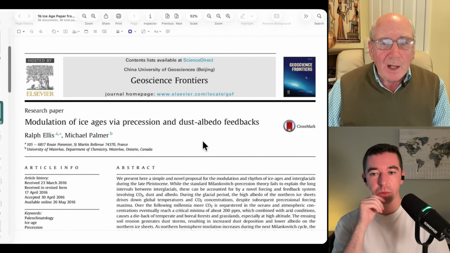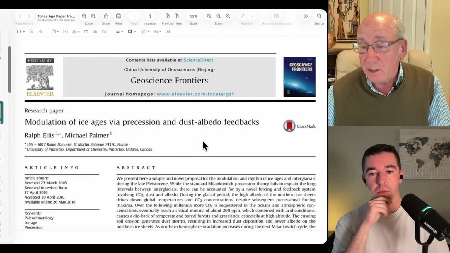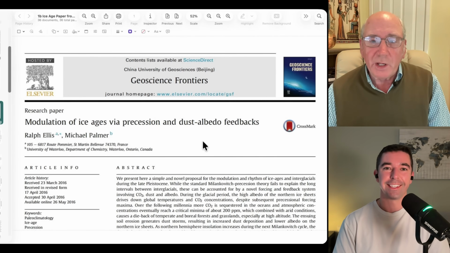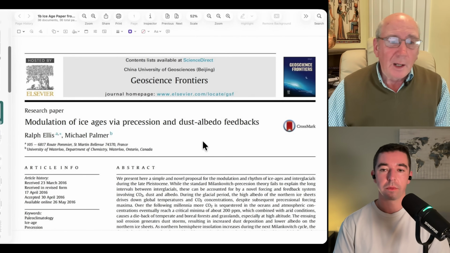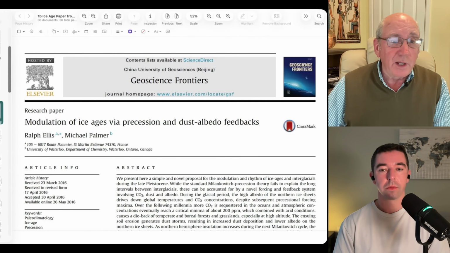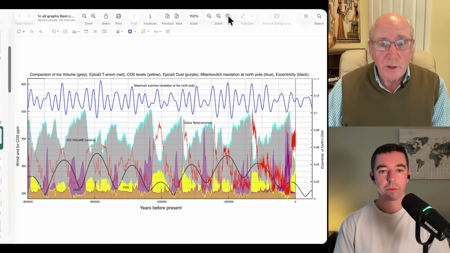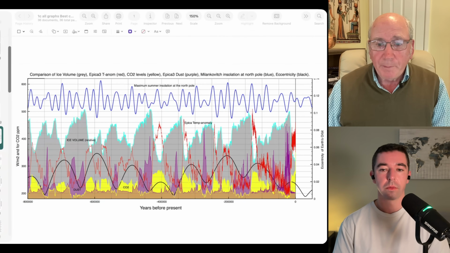It's not best liked in the industry, of course, in academia, because it goes against everything that's been taught. It's saying that CO2 is only a minor player in the ice age cycle. But nevertheless, they've not been able to falsify it, and so it stands as a very viable explanation for why we get ice ages.